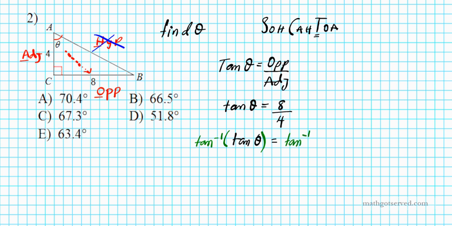So you do the inverse tan of 8 over 4, which can be simplified to 2. On the left side, tan and inverse tan neutralize each other out. And we just simply plug this into our calculator, the arctan of 2. If you plug that into your calculator, you get 63.434 to 3 decimal places. If we want to round it to the nearest tenth, we are going to have 63.4 degrees. Answer is option letter E.